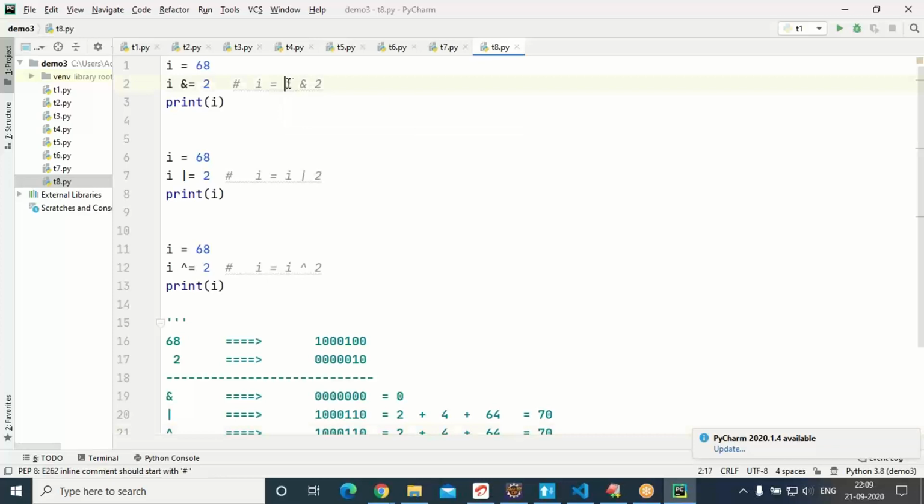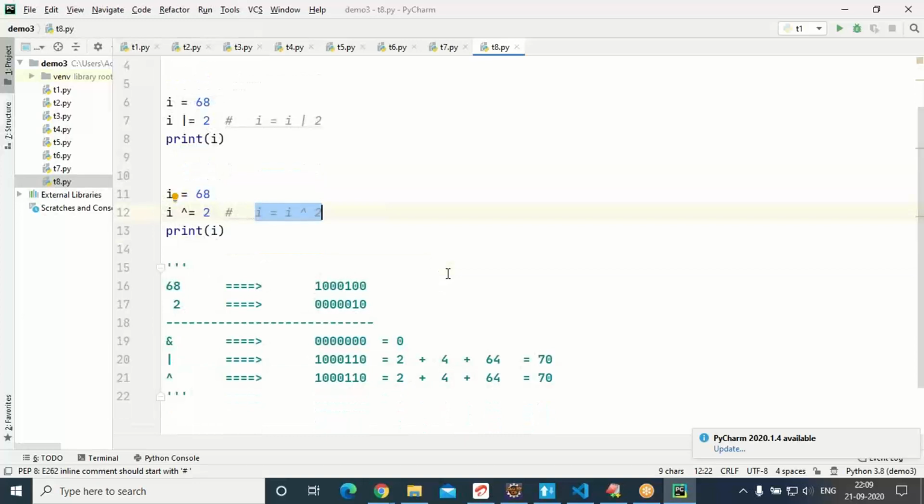i = i & 2, bitwise AND. i = i | 2, bitwise OR. XOR. Come to the next one.